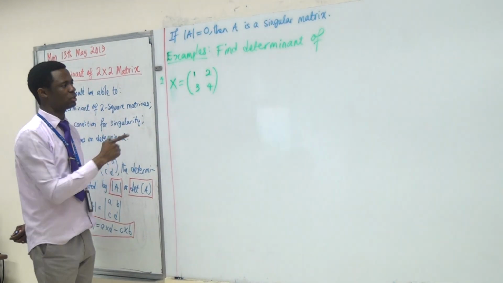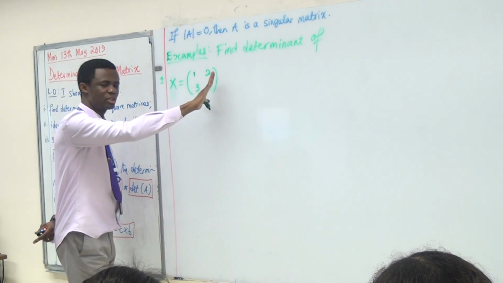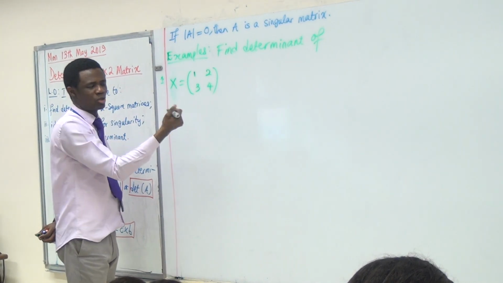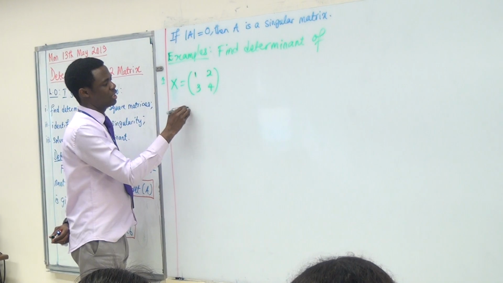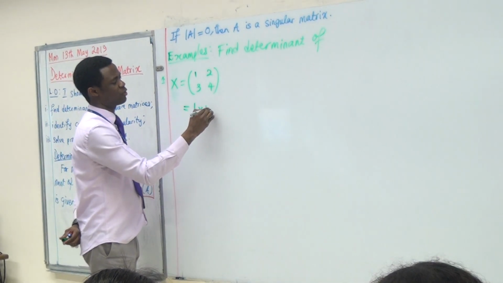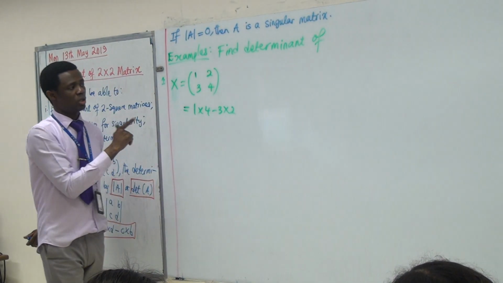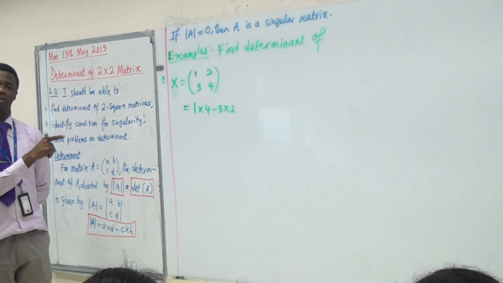Everybody, please pay attention. So I want to find the determinant. This is a matrix, this is not a determinant yet. So I do not expect anybody to write 1 times 4 minus 3 times 2. Can somebody tell me what is wrong here?